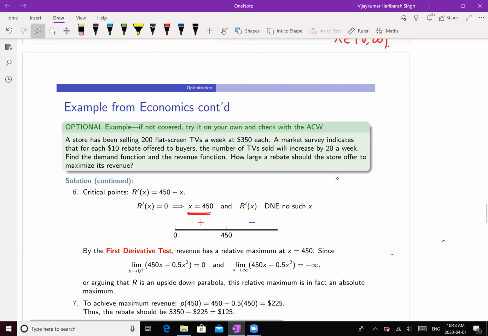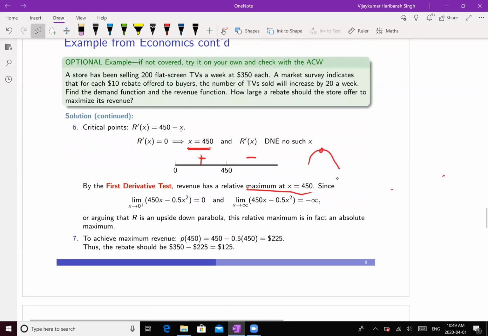Now we need to look at the sign diagram. Let's take something between 0 and 450. Let's take 1. If you put 1, 450 minus 1 is positive. And if you take, say, 460, 450 minus 460 is negative. So by the first derivative test, the shape will be like this, and we have a relative maximum at x equals 450.